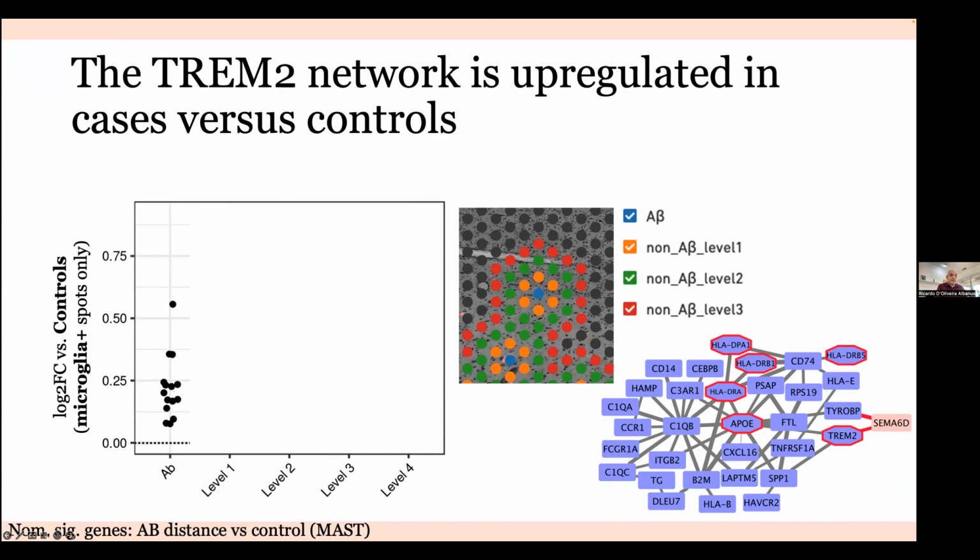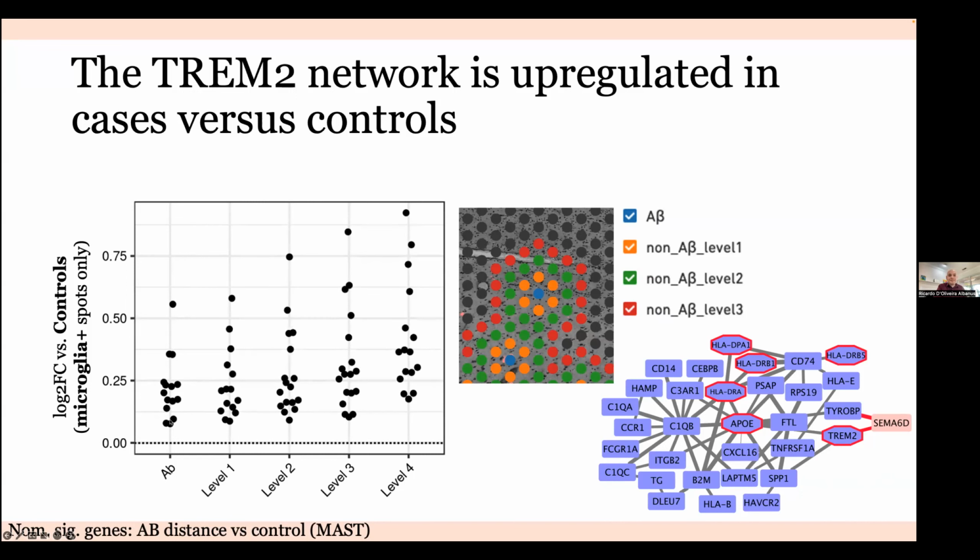And as you can see, this network is upregulated in Alzheimer's disease, but interestingly, it's becoming weaker the closer you are to a plaque, right? So when you look at the spots that are further away from the plaques, that's where we see the highest expression of this TREM2 network. This aligns with our previous results in the single-nucleus RNA-seq data and suggests that this network is getting exhausted, if you will, with a higher neuropathological burden.